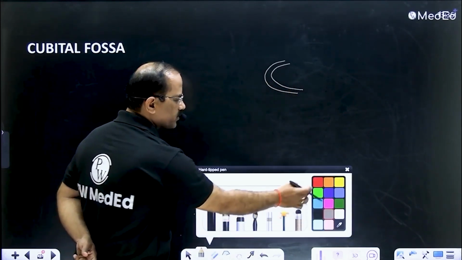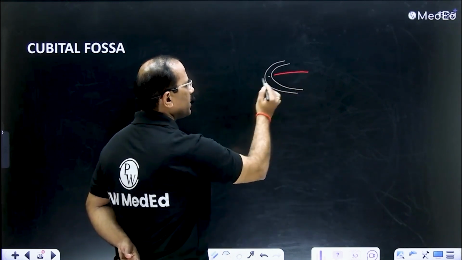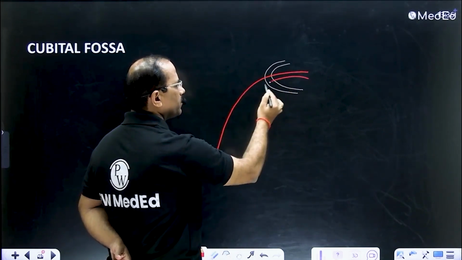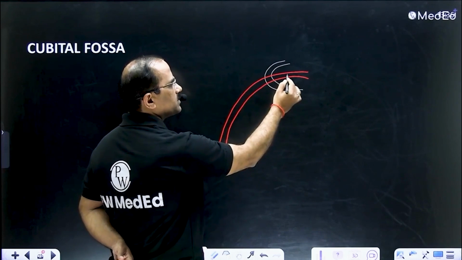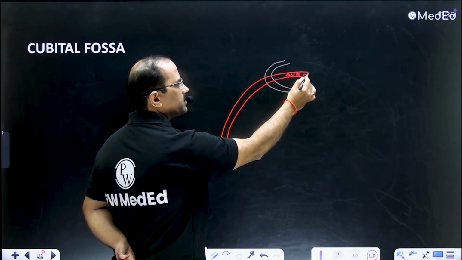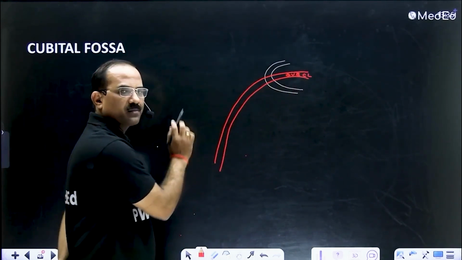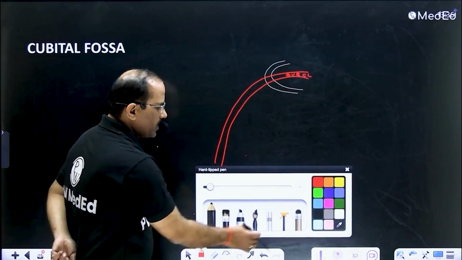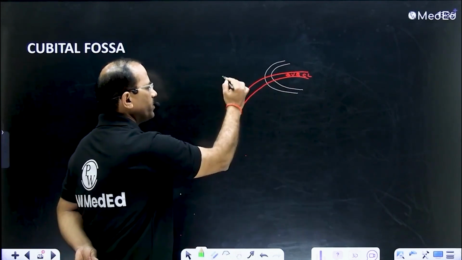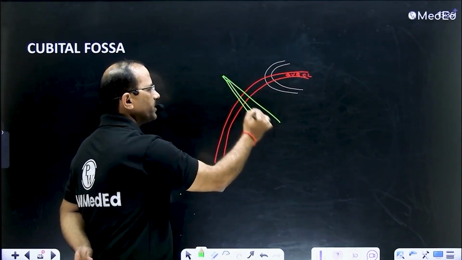If that's the first rib, you tell me now, what is this artery here? That's a subclavian artery. Subclavian artery crosses the first rib, now becomes the axillary artery, correct? Now this axillary artery, if I draw a muscle here, is divided into three parts.